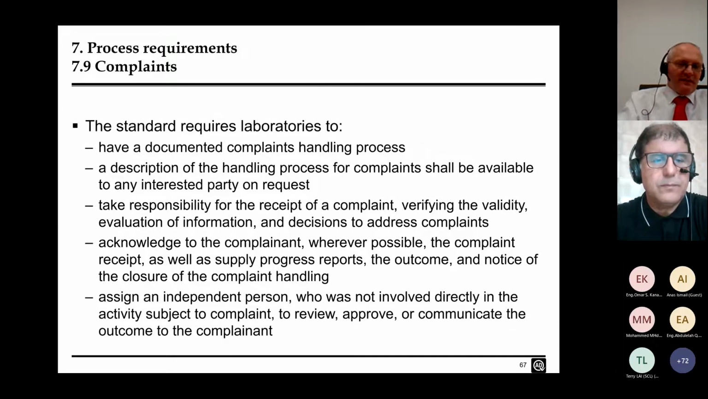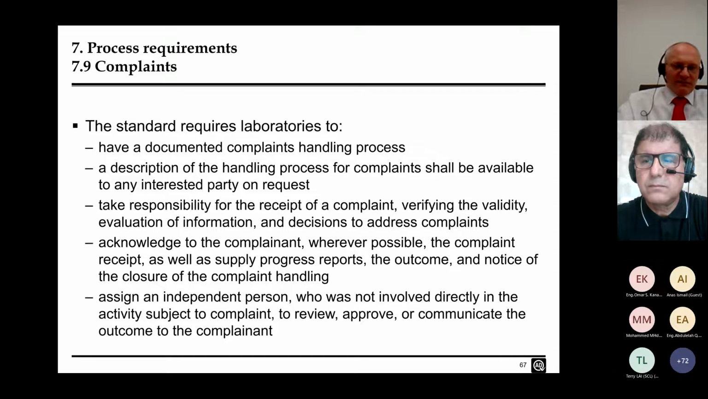Complaints. So the standard is that we have to have a complaints procedure. It has to be documented. It has to be publicly available. The process for the complaints procedure should be available to any interested party on request.